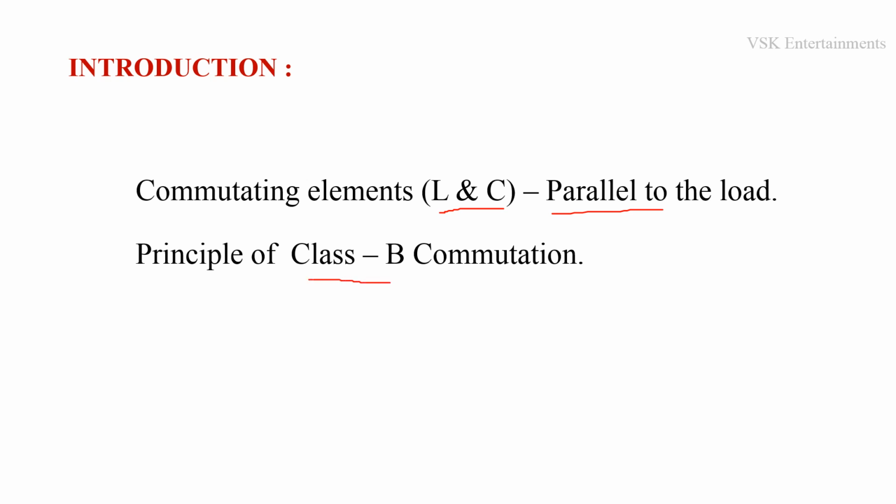Class B commutation is one of the types of forced commutation. Commutation is nothing but the process of turning off the thyristors. That is, the parallel inverter works on the principle of class B commutation, which means that depending upon the class B commutation principle, we are going to turn off the thyristors in the parallel inverter. This is about the introduction of the parallel inverter.